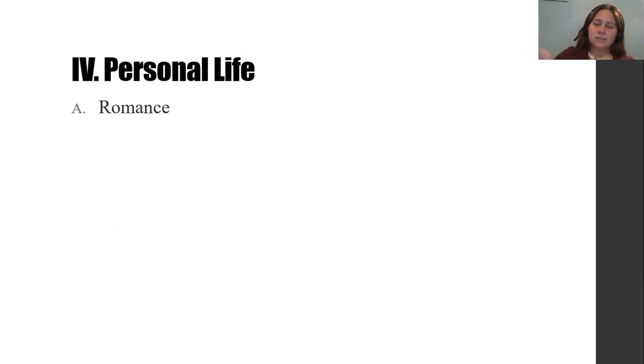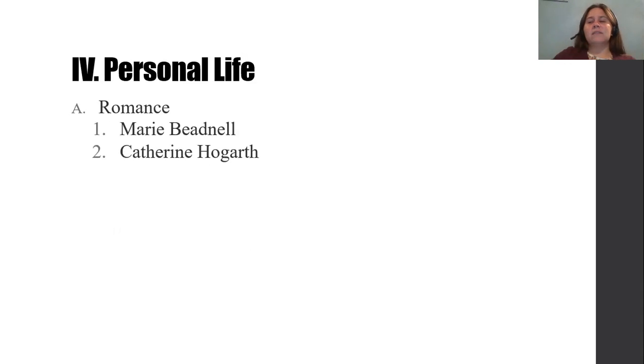There are some great things and some terrible things. Great writer, horrible dad and husband in some ways. Other ways, he was a great dad and husband. So the first girl that he really liked, her name was Maria Beadnell, but her family said he's not high class enough for you. So they ended up not being able to be together. So number 2 was Catherine Hogarth. That's the woman he married. And they actually had 10 children. Tons and tons of kids.